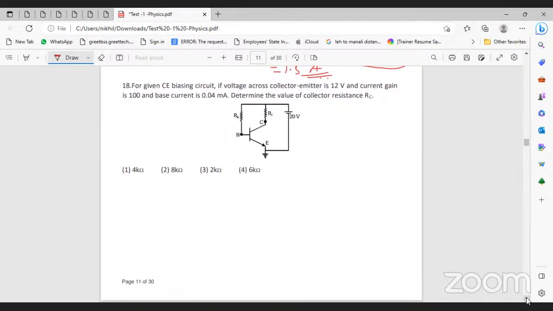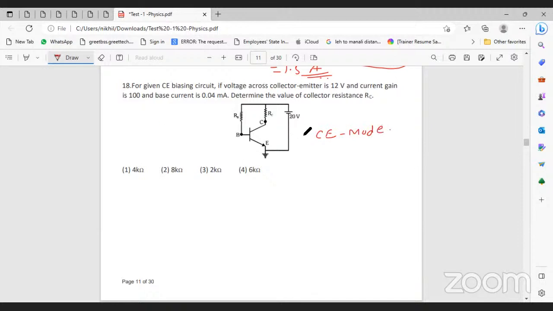Come to the next question. This is a transistor concept. Maybe you have not studied this in the theory concepts. And this emitter is connected to ground, so it is a common emitter. It is a CE mode. We call it the common emitter mode configuration.